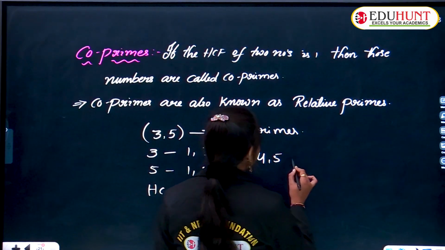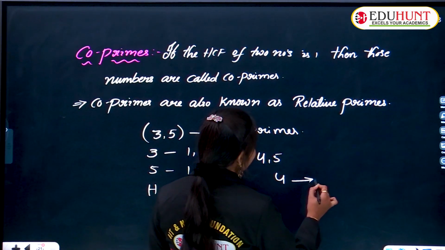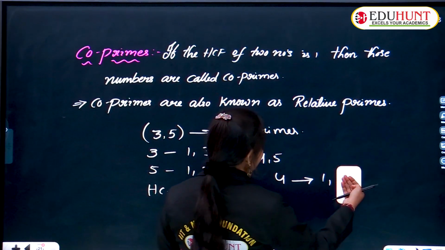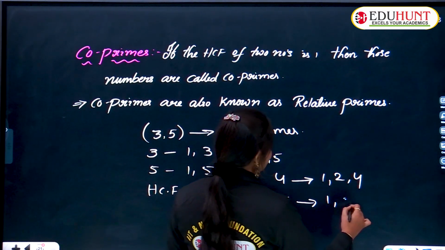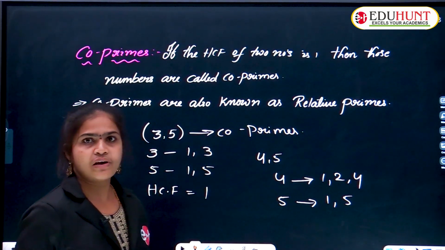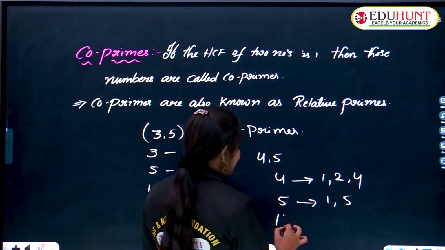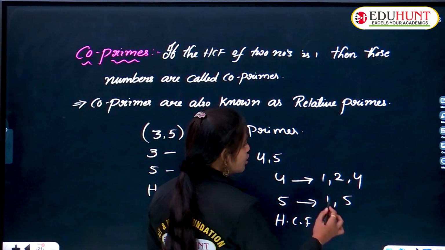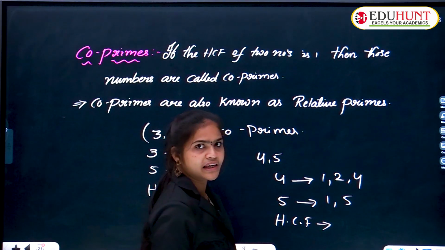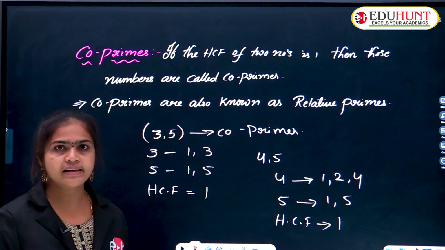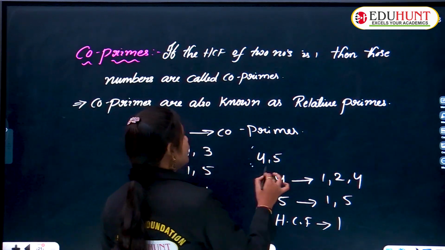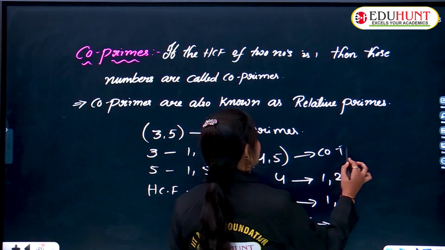Why? Because 4 has the factors 1, 2, 4. 5 has the factors 1, 5. Now HCF means the highest common factor. What is the common factor here? Only 1 is the common factor here. Then HCF is also 1. Then we can say that 4 and 5 are also co-primes.